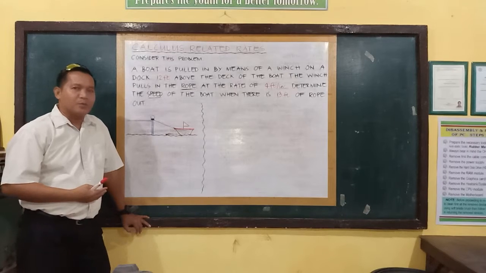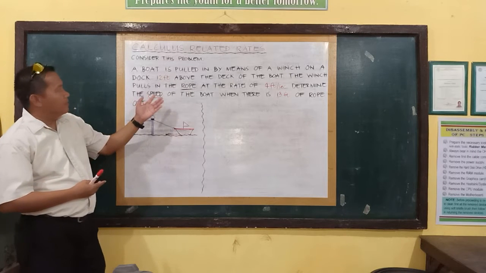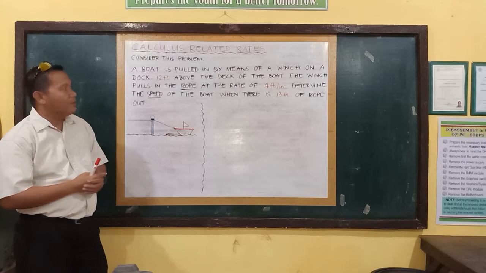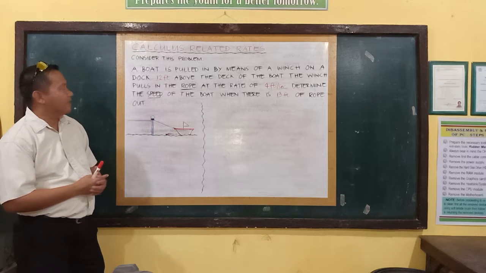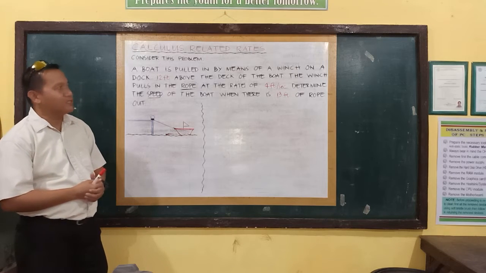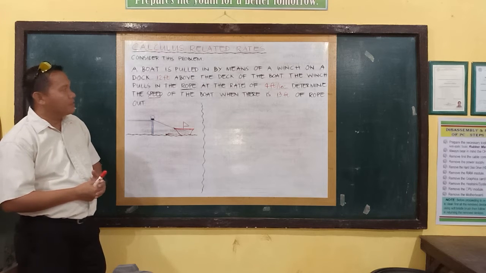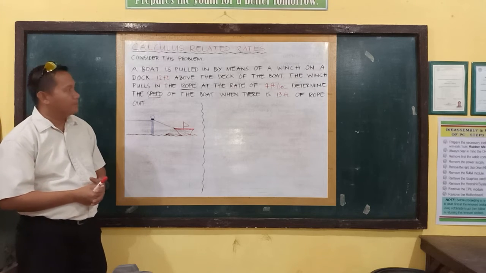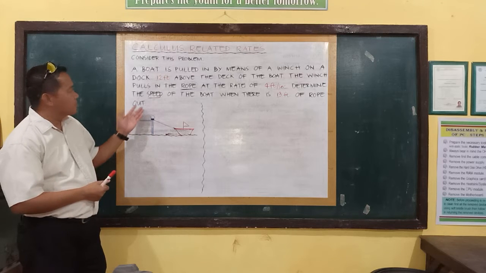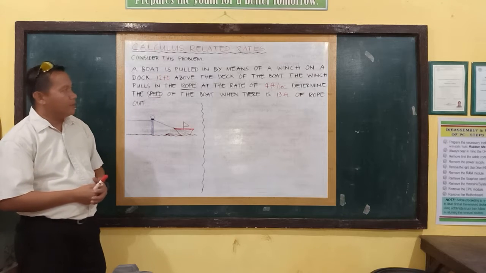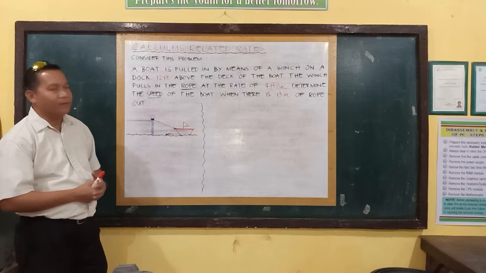Try to consider this problem. A boat is pulled in by means of a winch on a dock 12 feet above the deck of the boat. The winch pulls in the rope at the rate of 4 feet per second. Determine the speed of the boat when there is 13 feet of rope out.